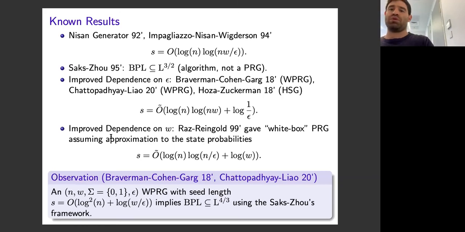And there is also one work by Ra and Rangel. They gave sort of a white box PRG. I don't want to formally define what it means. And they also assume that you know the probability that a random input reaches every state. So they gave, in this setting, this seed length. So you can see here the improved dependence on the width parameter. This log W is not multiplied by log n as in the Nisan and the INW generators, or even these generators. So I don't want to get into the Ra-Rangel too much.